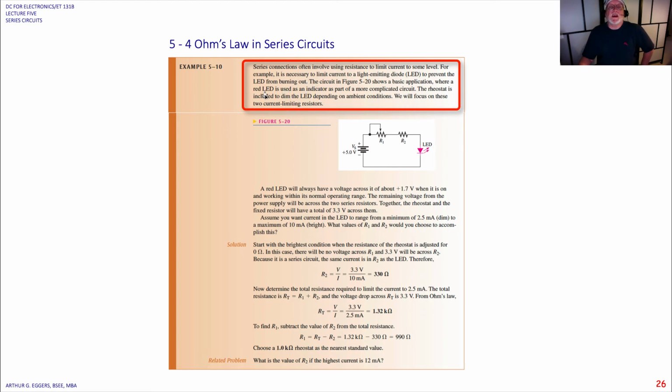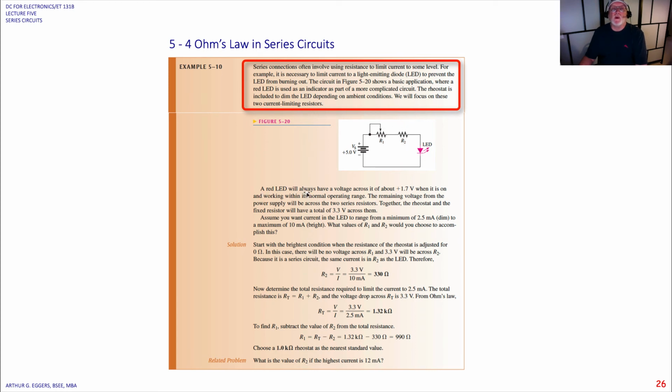Okay, so in this case, a red LED is used as an indicator as part of a more complicated circuit. The rheostat, that's R1, that's your adjustable resistor, is included to dim the LED depending on ambient conditions. Okay, so those are normal conditions. We'll focus on the two current limiting resistors, so R1 and R2.